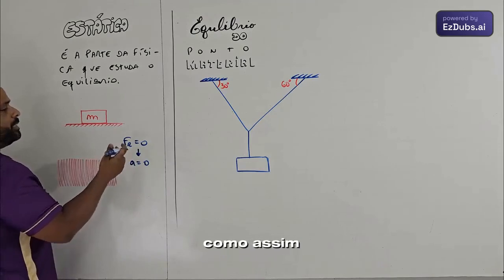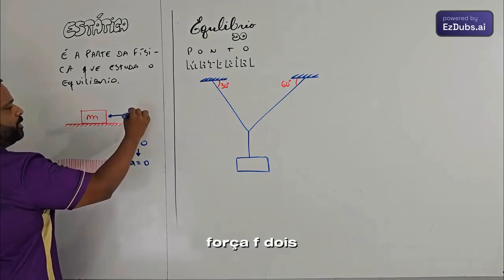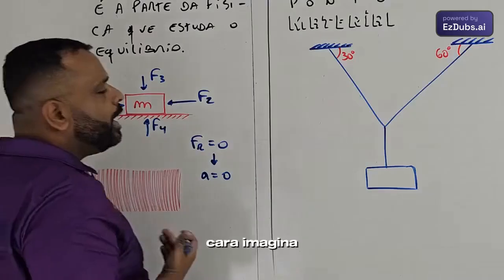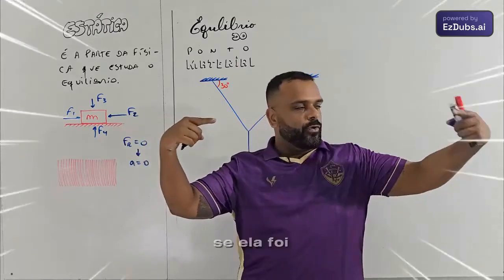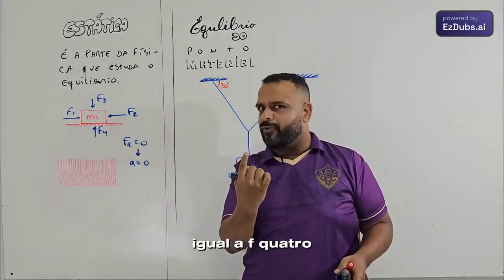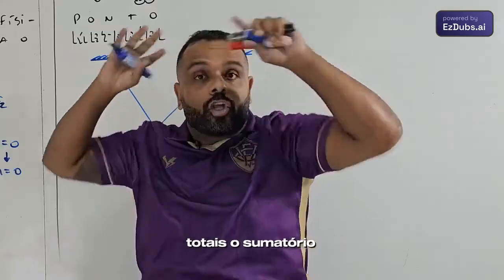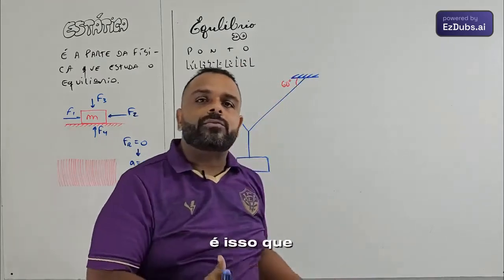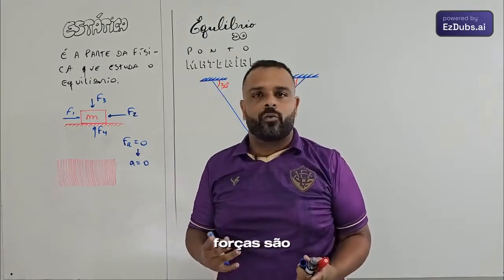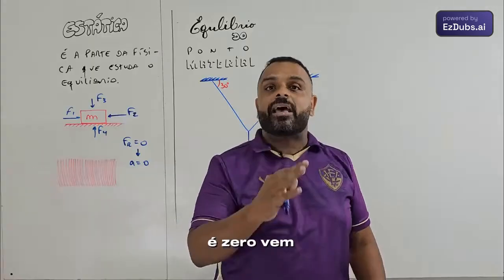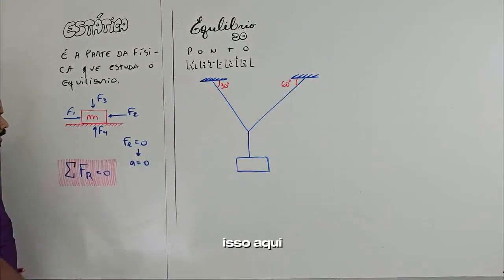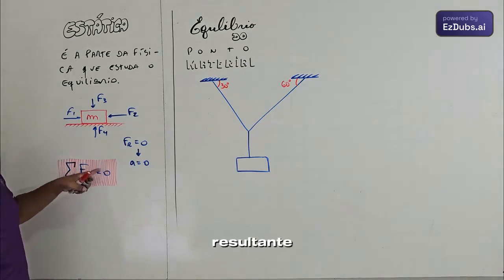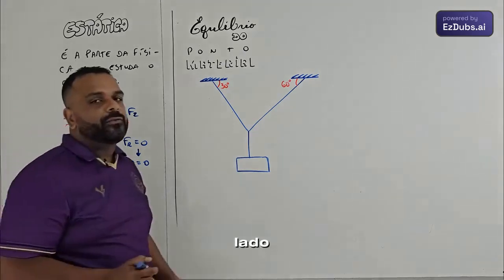But Mario, what do you mean? Imagine there's a force F1 here, a force F2 here, a force F3 here, a force F4. If F1 is equal to F2 and F3 equal to F4, that means that the total forces, their summation, gives 0. That's balance, that's what statics is. It's when the sum of all forces is 0. This means the following: the sum of all resultant forces is 0, that is, everything on one side is the same as the other.